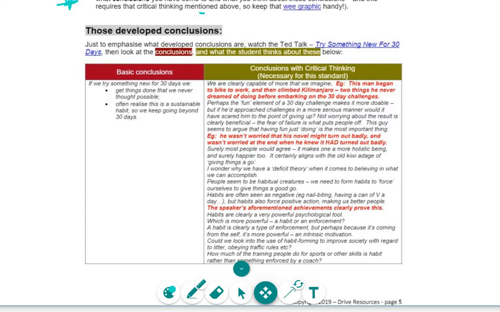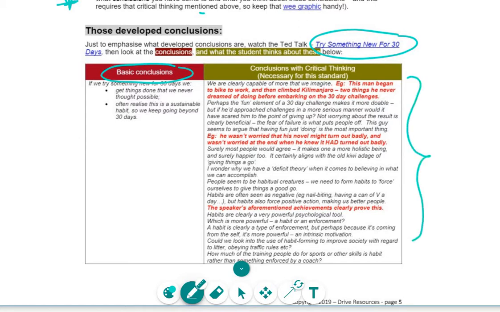So do have a watch of this TED Talk. Try something new for 30 days. It's just a cool talk anyway. And then once you've had a look at that, read the basic conclusions that have been reached here. So that's fine. You've got to reach basic conclusions, but then have a look at all of this. Those are your conclusions with critical thinking. That's what you've got to have with this standard.